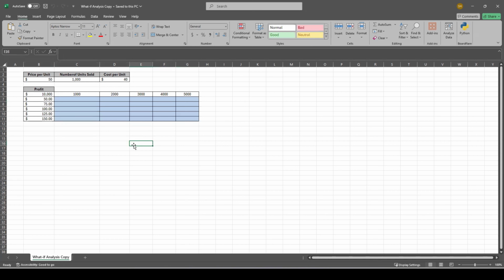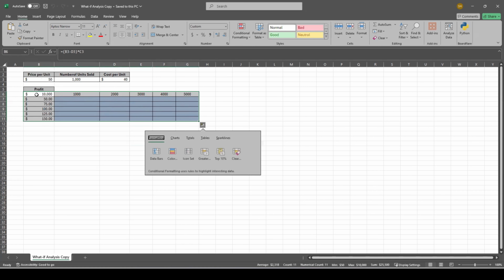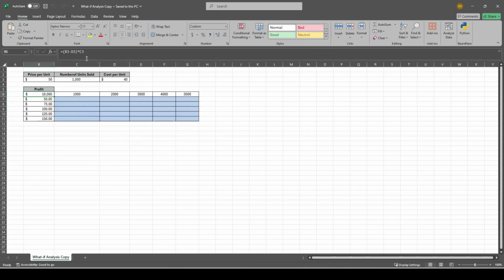The way we can do it is, first, you are going to select all the cells. Notice from where I started selecting: from here, which shows the formula for this. If you click on here, see the highlighted cells. These cells are used to calculate this. So you are going to start selecting from here and select all the way to here, which is the last combination of 5,000 units and $150 of price per unit.